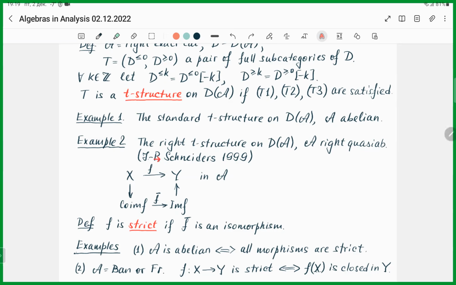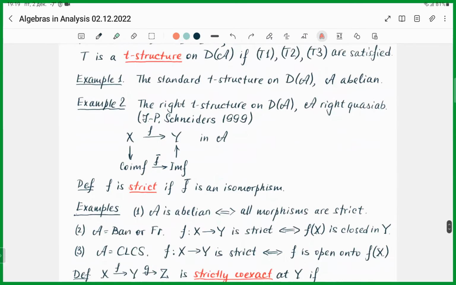Suppose that F is a morphism in our category A. Then we can look at the following diagram. We can consider the so-called canonical decomposition of F. So the induced morphism F bar acts from the co-image of F to the image of F. And by definition, F is strict if this induced map F bar is an isomorphism.